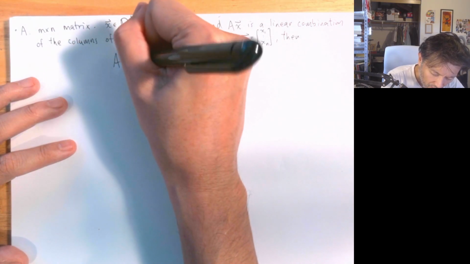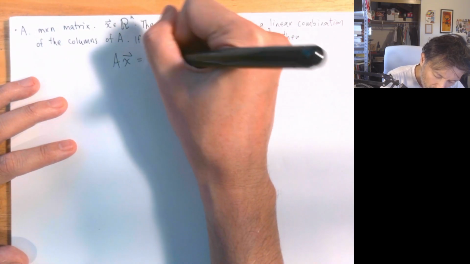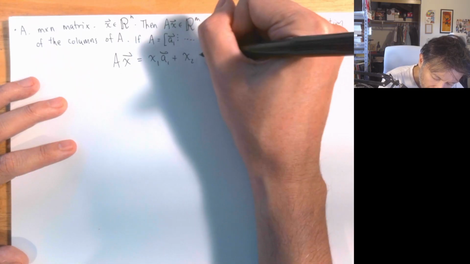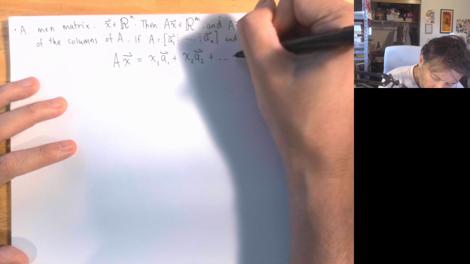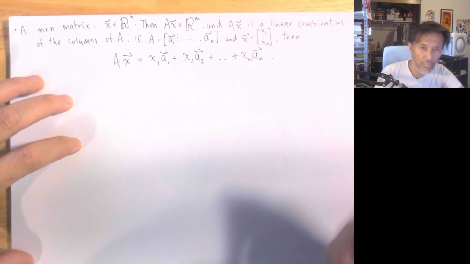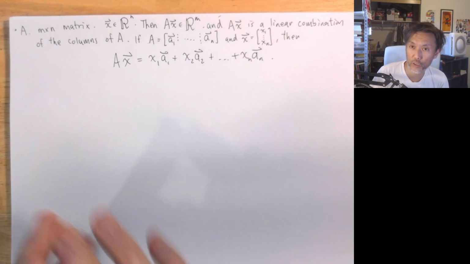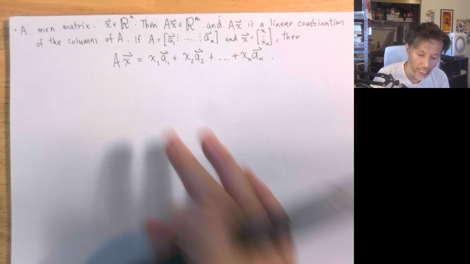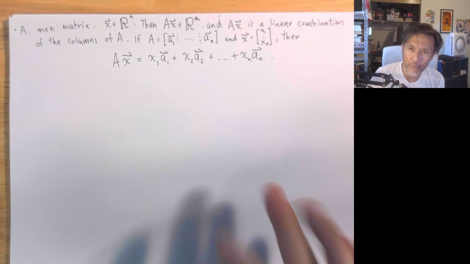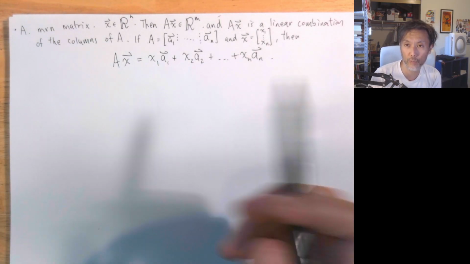Ax is equal to x1 times A1 plus x2 times A2, all the way up to xn times An. And understanding this is just a matter of tracing through the calculations. I expect you know how to do A times x, but maybe the realization that it ends up being this particular linear combination of the columns of A is a little bit less obvious.